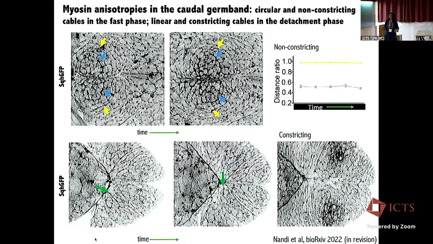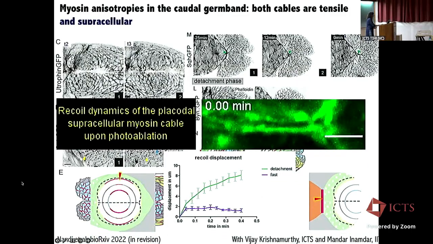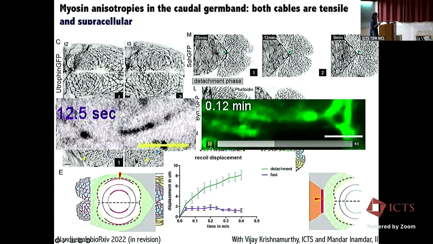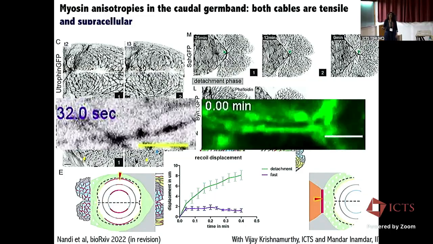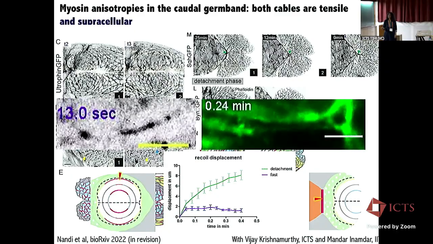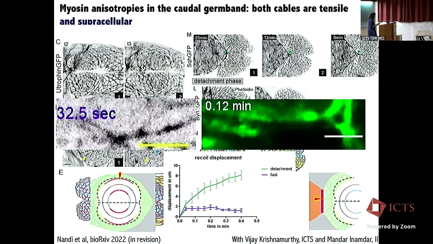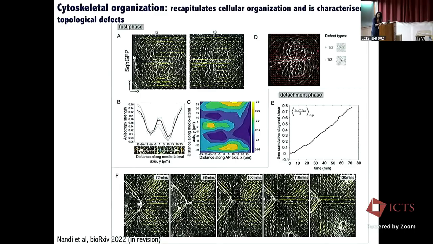These cables here that mediate the tissue-scale T1 transition actually constrict. Nonetheless, both of these cables are tensile, and if you use lasers to ablate them, you'll see that both of them recoil. But if you look at the features of that recoil, you'll see that there are differences, maybe not so much in the recoil velocities as much as their subsequent behavior, that likely also tells us that these cables might be different in other interesting ways.